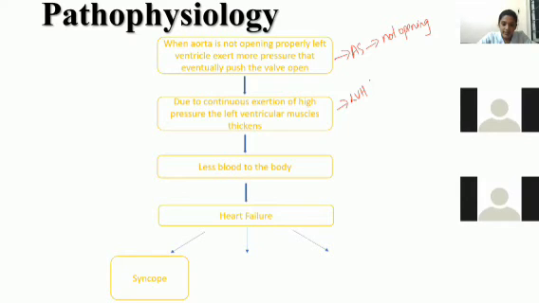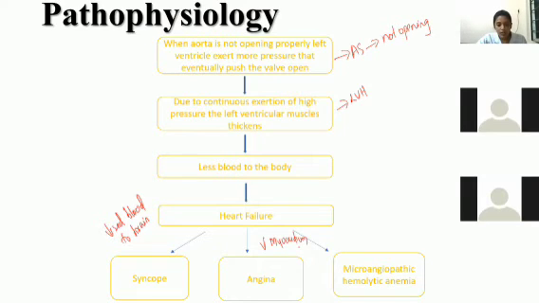That can cause signs and symptoms like syncope. When there is decreased blood supply to the brain, syncope can happen. Then angina: if the myocardium is getting decreased blood supply, then chest pain or angina can happen. Then microangiopathic hemolytic anemia. What is this?